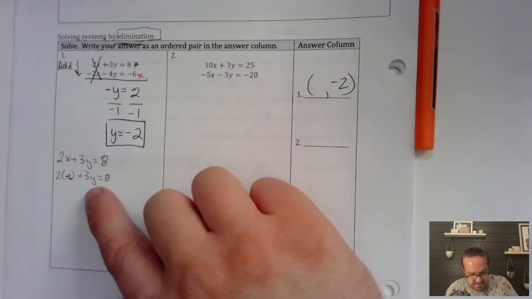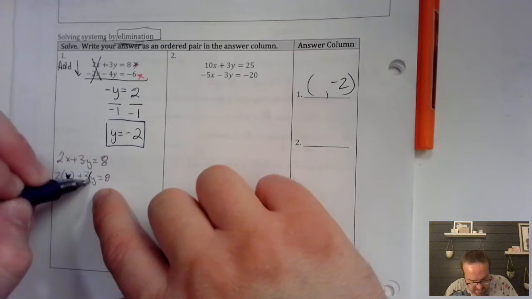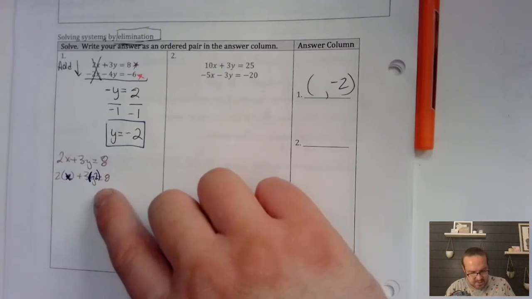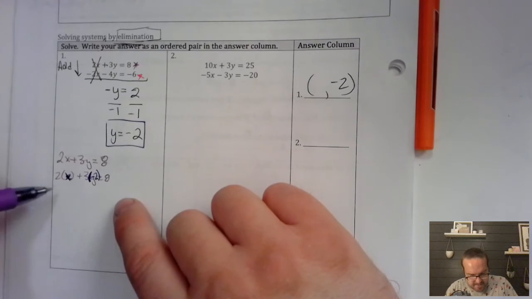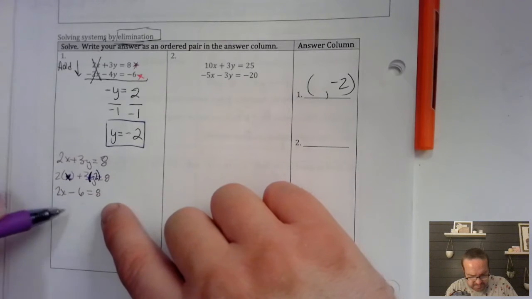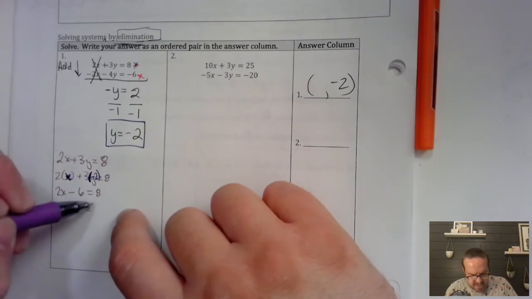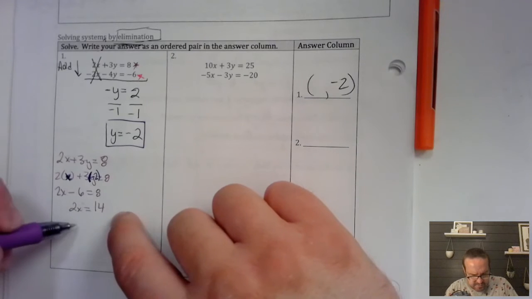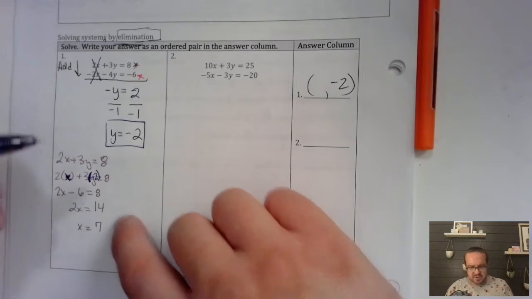Oh, come on. Rookie mistake. Not paying attention. Those are the kind of errors, class, that will really mess you up. So my apologies on that. 2x minus 6 equals negative 8. I'm going to add 6 to both sides. And I come up with 14. And divide by 2. And I get 7. So there should be my second answer.